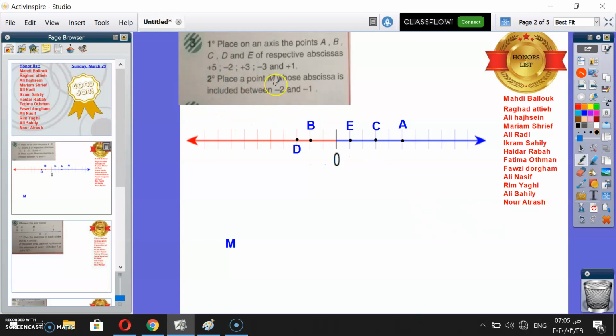Part 2, place the point M whose abscissa is included between -2 and -1. Here is -2 and here is -1. So M is between -1 and -2. I can place it anywhere between -1 and -2. So you can place it here, for example. So here is the point M.